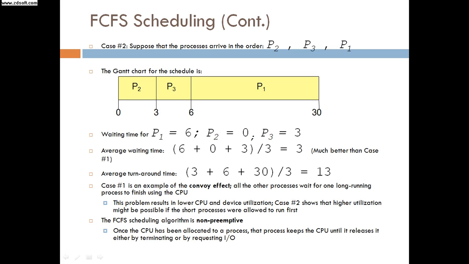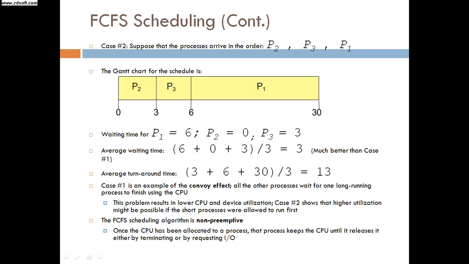Now suppose the processes arrive in this order: P2, P3 and then P1. P2 and P3 have lower CPU burst times and P1 has a long running time. With P2, P3, P1 arriving in this order, we produce a Gantt chart and calculate the average waiting time and turnaround time. They are about 3 milliseconds and 13 milliseconds respectively. So in this case the average waiting time is much better than in case 1.